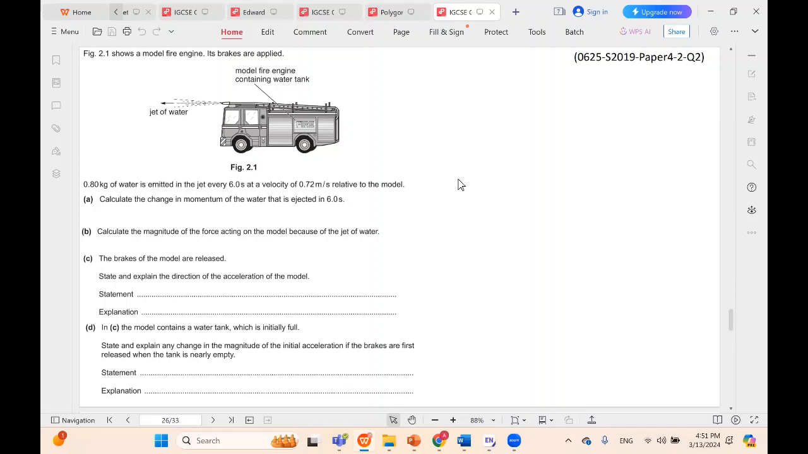Figure 2.1 shows a model fire engine. Its brakes are applied. 0.8 kilograms of water is emitted in the jet every 6 seconds at a velocity of 0.72 relative to the model. Calculate the change of momentum in the water that is ejected in 6 seconds.